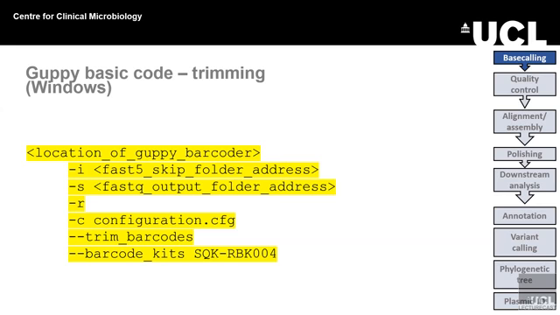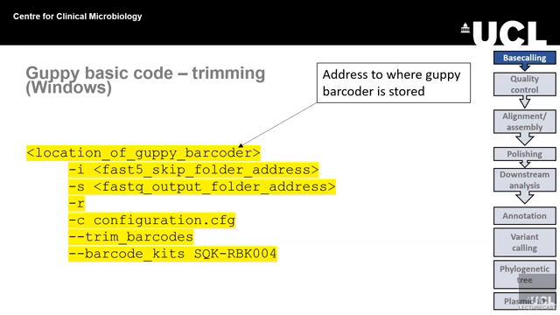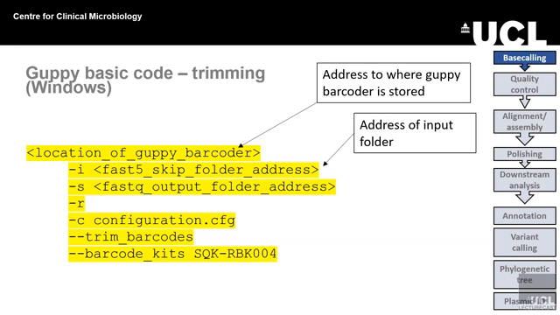The barcodes are basically like primers, and you want to get rid of them because they're not part of your actual genome. So again, going through the basic code, you've got the address of where the Guppy barcoder is stored. You've got the address of the input folder. Actually, that's wrong. That should be the FastQ output from basecalling. And then the address of the output file. So that's where you want to put it.